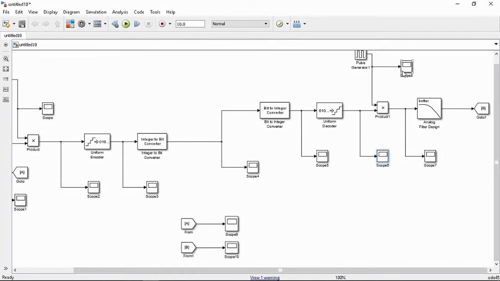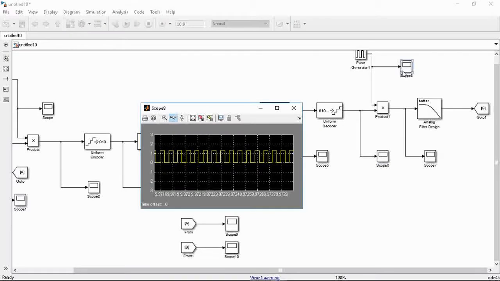The signal is a square waveform. The product of the two signals, which is the decoded PCM and the square waveform, produces a sample signal by bit, which we can see at scope 7.